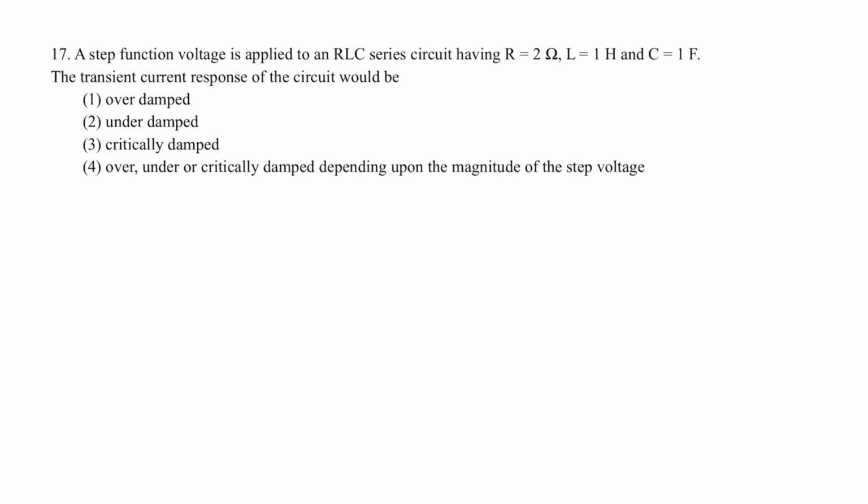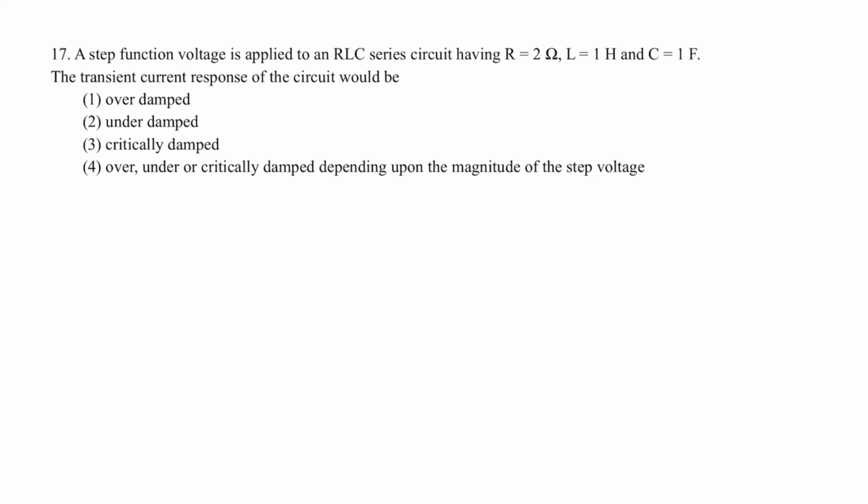So for transient current, for finding the natural response or a transient response, it is a solution where there is no external source. The characteristic equation for this series RLC circuit is not affected by the presence of DC source.